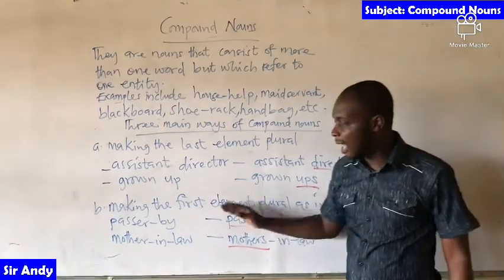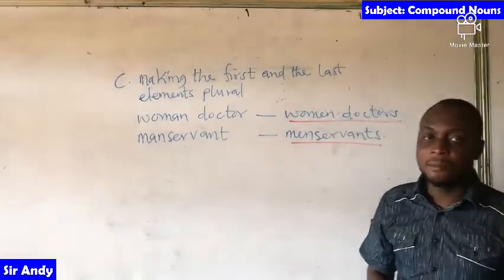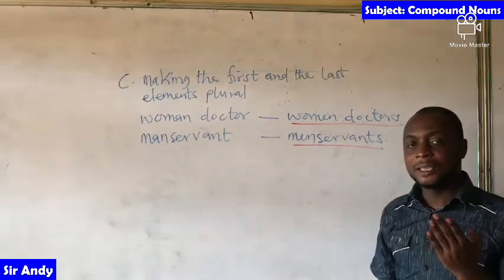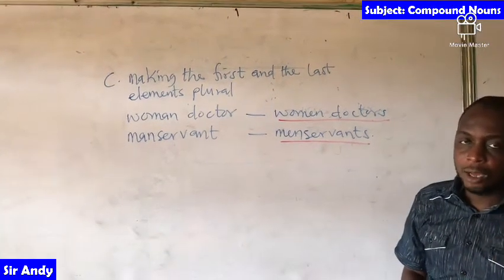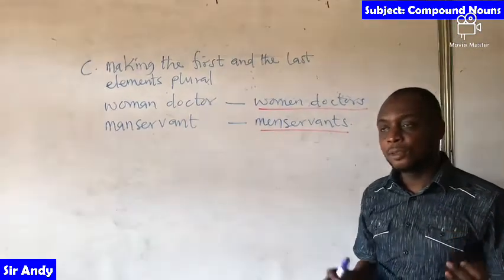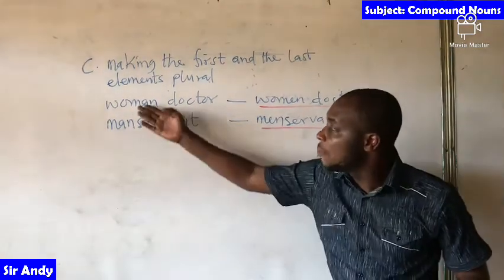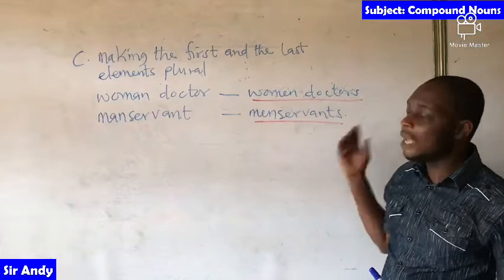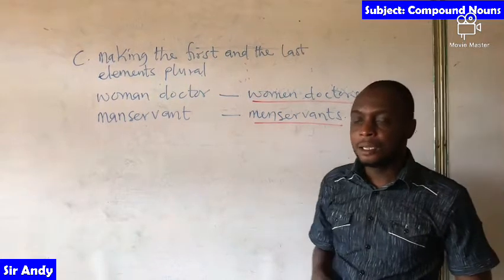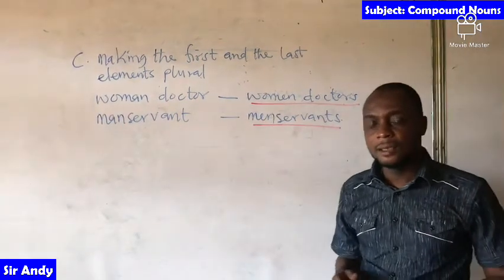And let's take a look at the last way. We are also talking about making the first and the last elements plural. We had the first one as making the last element plural, and the second one was making the first element plural. But for this C, we have making both elements plural. We have woman doctor becoming women doctors, and then we have manservant becoming menservants.